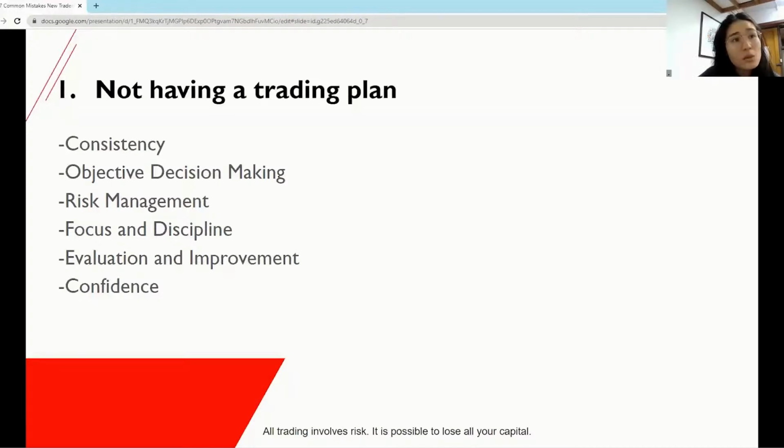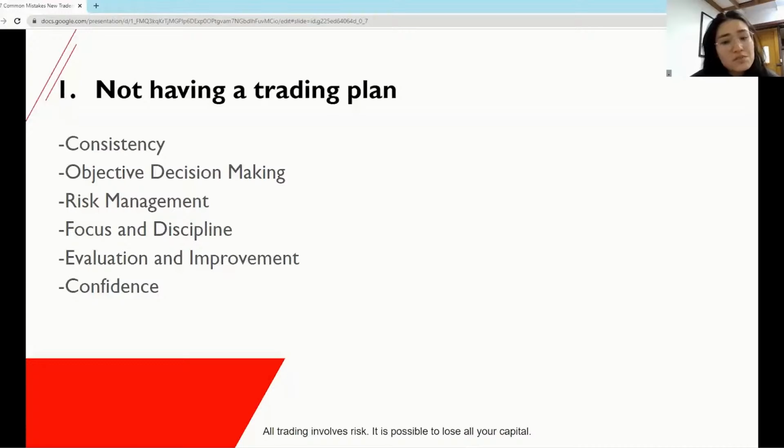Next, we have objective decision-making. A trading plan provides a framework for making objective decisions. It helps you define specific criteria for entering and exiting trades based on technical or fundamental analysis. This eliminates guesswork and emotional biases, allowing you to make rational decisions based on predetermined rules.